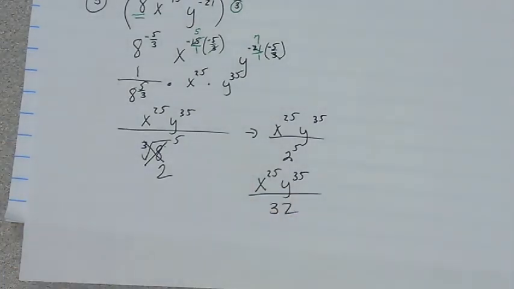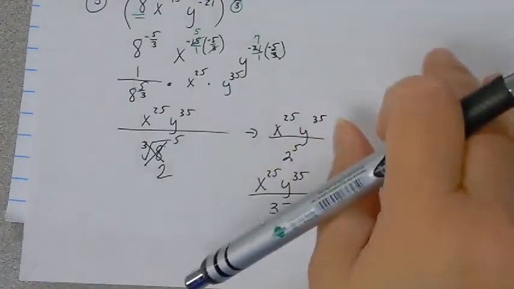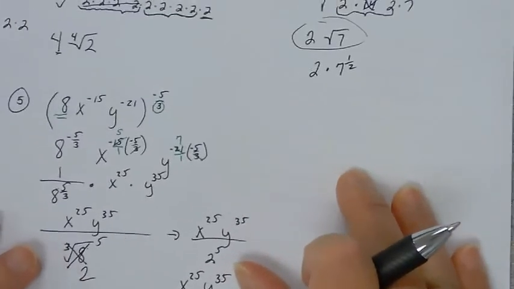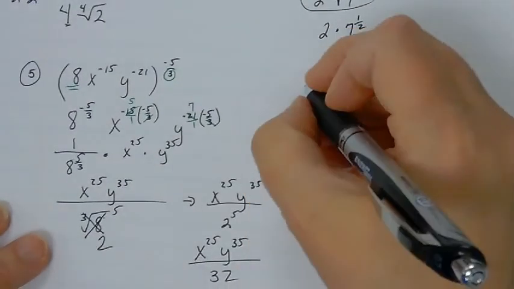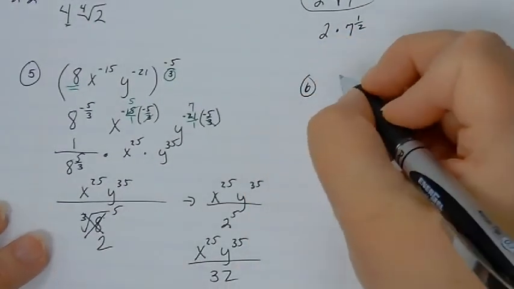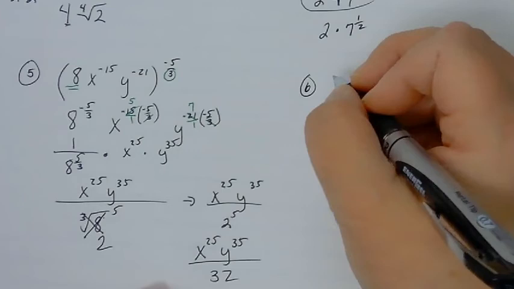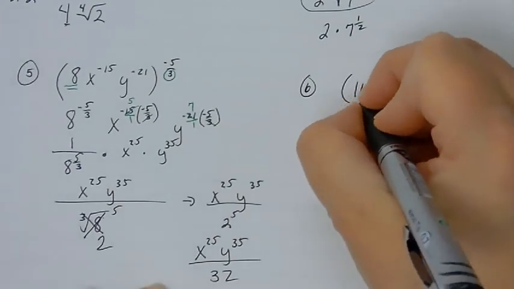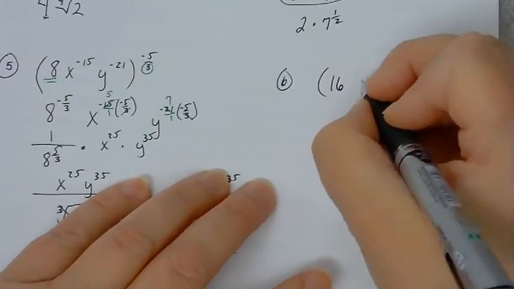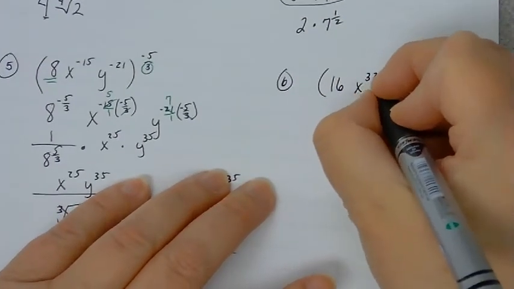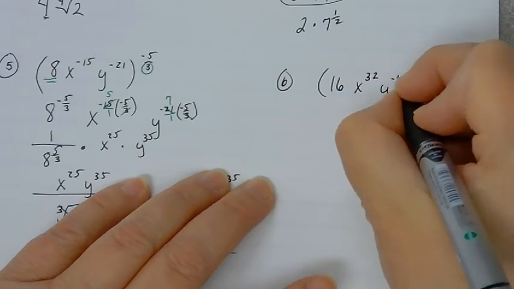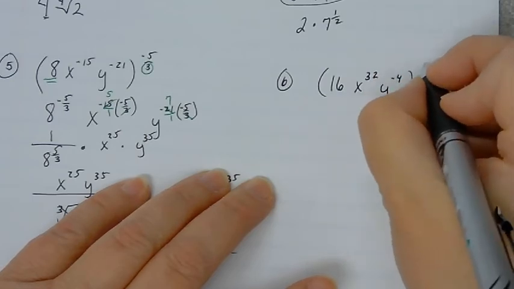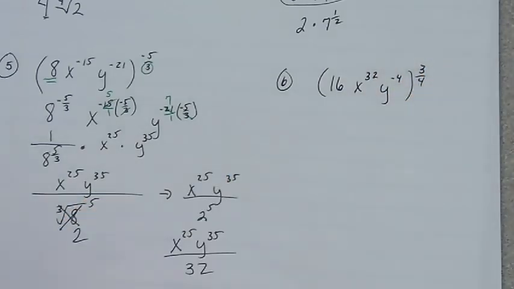Let's do one more example on this video, and then we'll take a small break here and go on with the next examples. So here's the 6th example. 16 x to the 32nd power, y to the negative 4th power, to the 3/4 power. So again, you can work this however you want. I'm going to apply the 3/4 power to each thing.